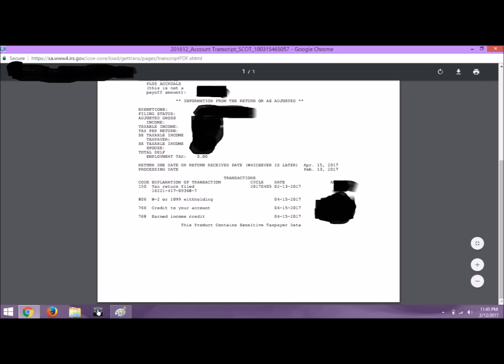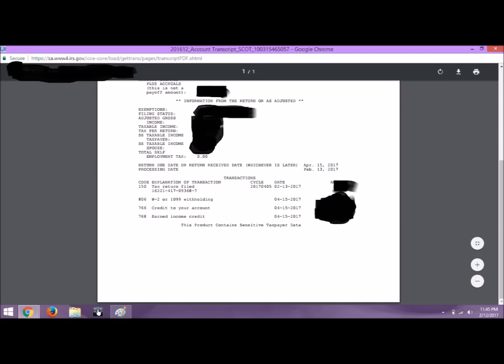So that's what daily and weekly means. Daily means that your cycle code ends in 01 through 04, and weekly means your cycle code ends in 05. Daily means that your direct deposit can go through pretty much any day of the week, Monday, Tuesday, Wednesday, Thursday, Friday. And weekly means that you're only going to see that 846 code appear on your transcript on a Friday, anytime of the day on Friday.